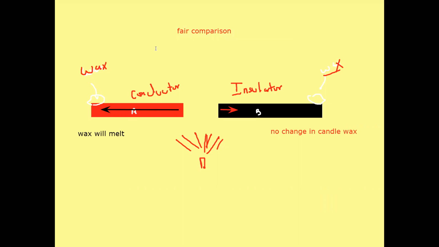So for a fair comparison, I should take equal length of the two rods, same thickness, same amount of wax, same amount of heat energy supplied, and same time for the rod. So there are more than three parameters which we can keep constant for a fair comparison. Is this experiment to distinguish between a conductor and insulator clear?